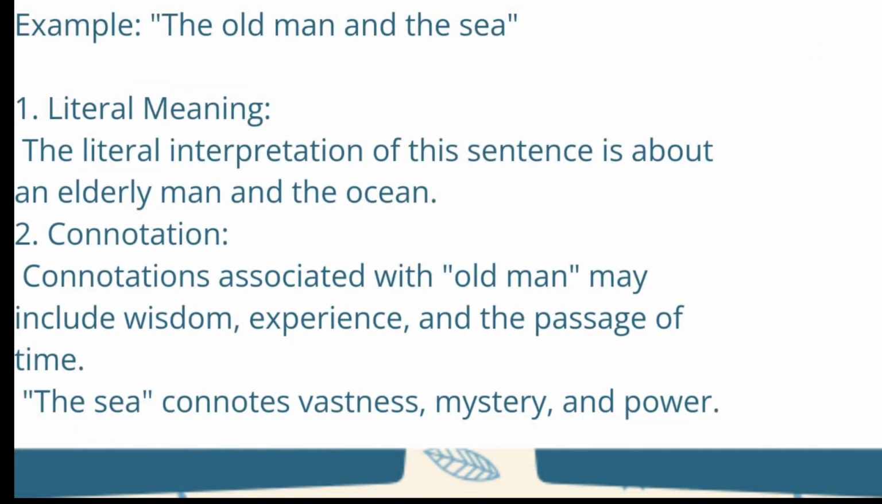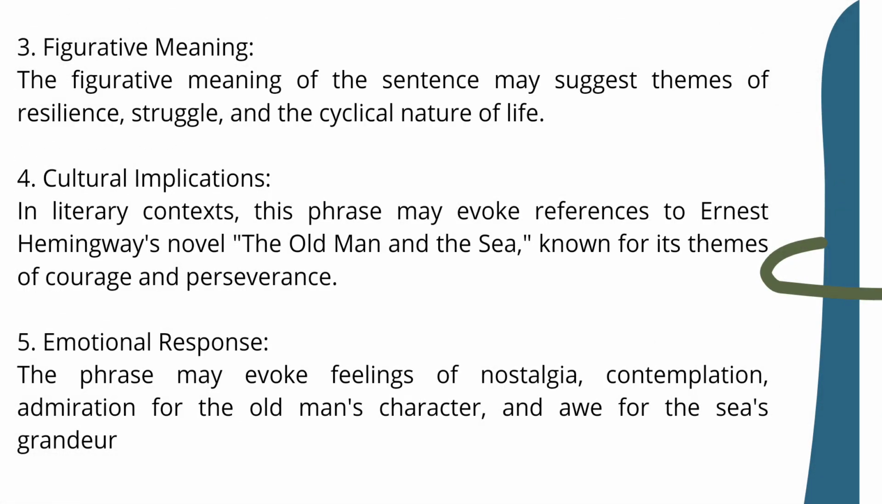Well, right now, let's take a look at the example. For example, the old man and the sea. The first one is literal meaning. In literal meaning, the interpretation of the sentence is about an elderly man and the ocean. While in connotation, connotations associated with old man may include wisdom, experience, and the passage of time, while the sea connotes vastness, mystery, and power. And then another meaning is figurative meaning. The figurative meaning of the sentence may suggest themes of resilience, struggle, and the cyclical nature of life.